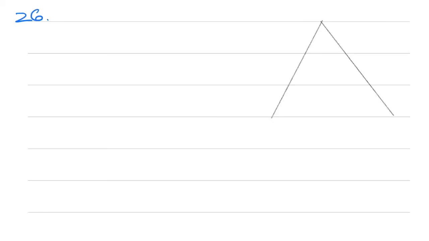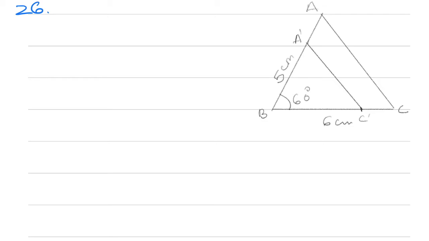Here we need to draw a triangle ABC where BC is 6 cm and this angle ABC is 60 degrees, and this we have AB as 5 cm. And also we have to draw a triangle which is similar to this triangle and whose corresponding sides are 3/4 of the sides of the triangle ABC. So we'll name this as C dash, A dash. So A dash, B and C dash would be the required triangle.